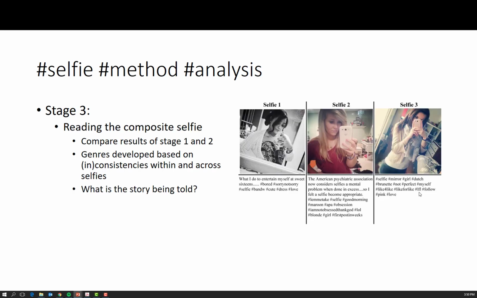Then we combine the two together. So we read the composite selfie, so I had to compare the results from stage 1 and 2, what was in the image, what was in the text, to then interpret what is the story being told. So in the first one, we interpreted this as being an autobiography story. It tells the story of a bored girl at a party, and this is what she does. So she's just telling something about her life and about herself.